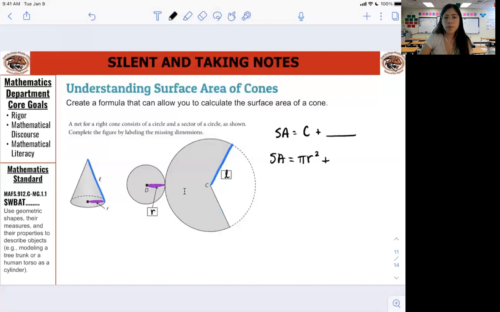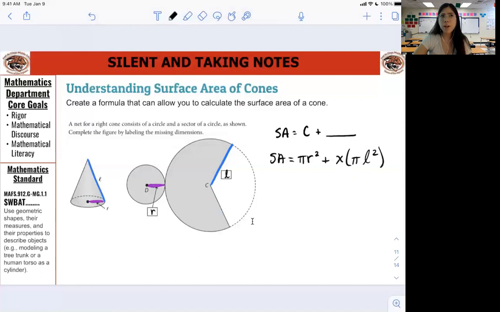What would be the area of the big circle using the letters we have? So we know the formula for a circle. It would be pi L squared. But we already know that that's going to be a fraction of the whole thing, and we don't know what the fraction is yet. So I'm just going to put x times pi L squared. This is going to be some sort of fraction, part of the whole thing.